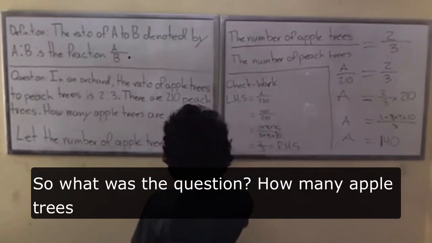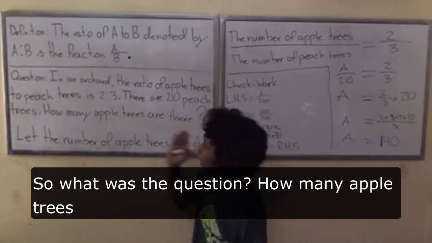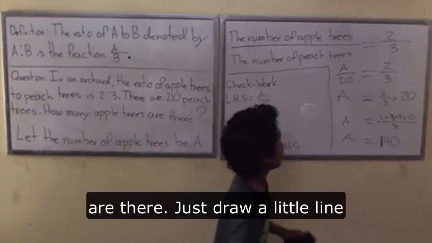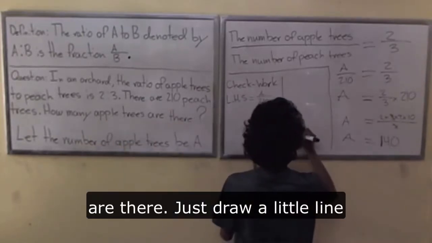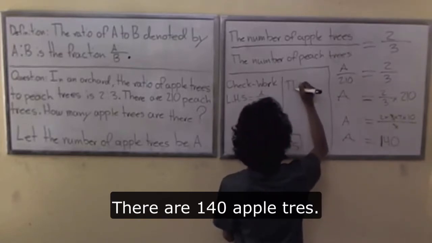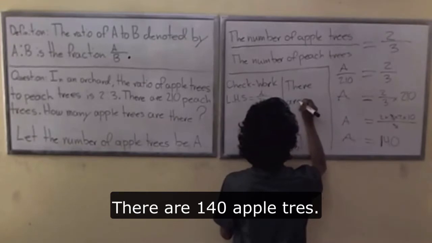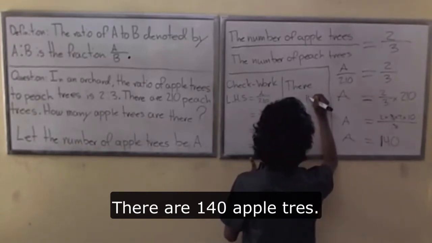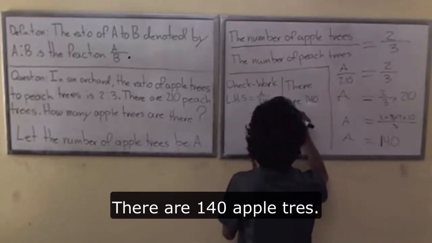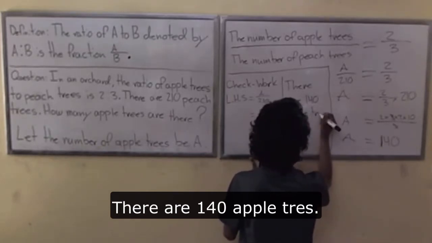Alright, now let's just write a conclusion. So what was the question? How many apple trees are there? Let's draw a little line. There are 140 apple trees.